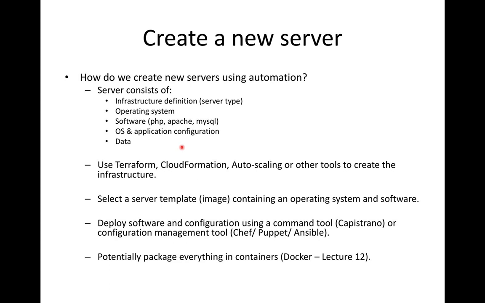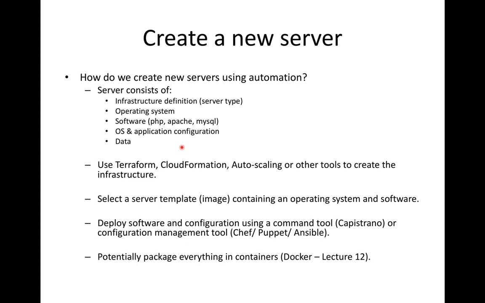Things like the infrastructure definition. In other words, that's the type of server. What is the instance size? How much memory does it have? How many storage volumes are attached to the server? Every server has an operating system. In our class, we've been using the Amazon Linux distribution, or in some cases, we've used the Ubuntu Linux server distribution. Every server has software installed, things like Apache and Nginx and MySQL database.